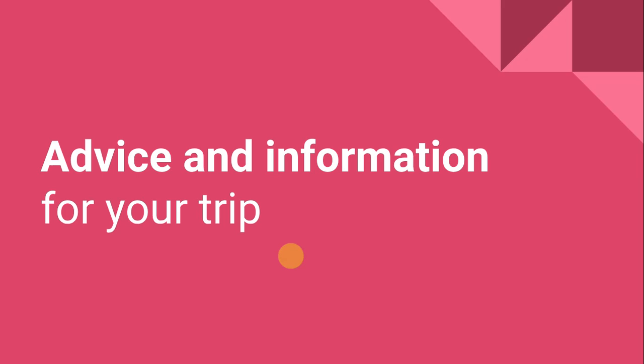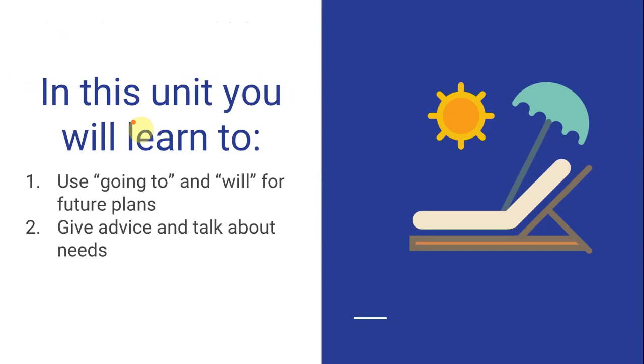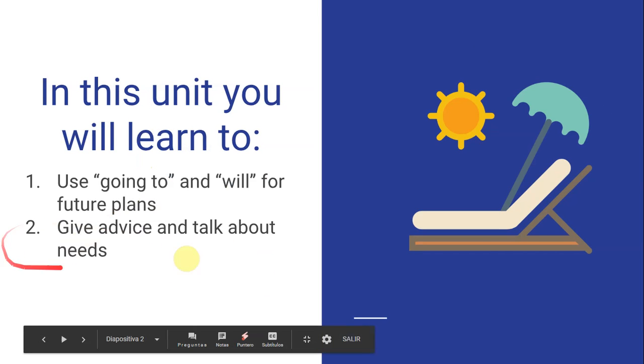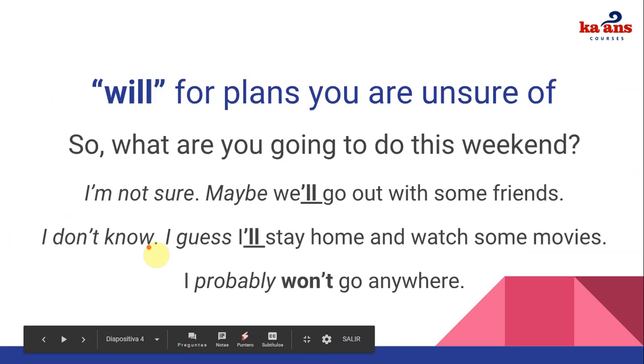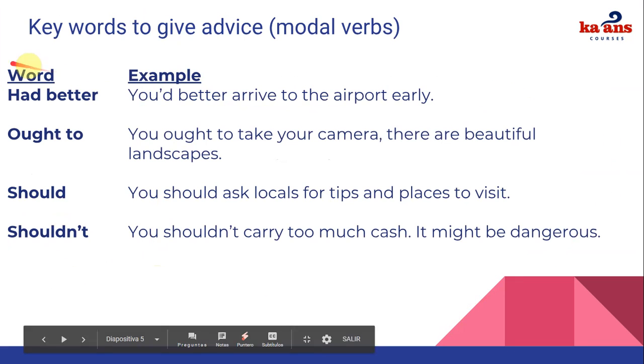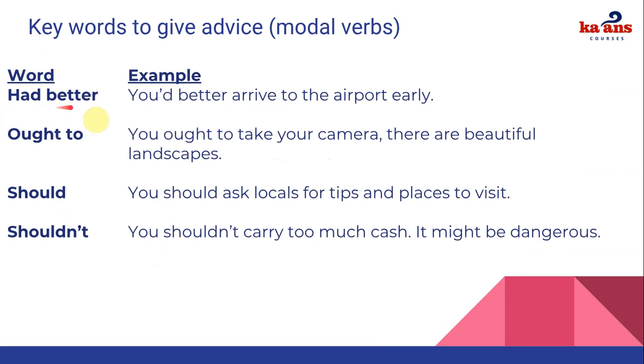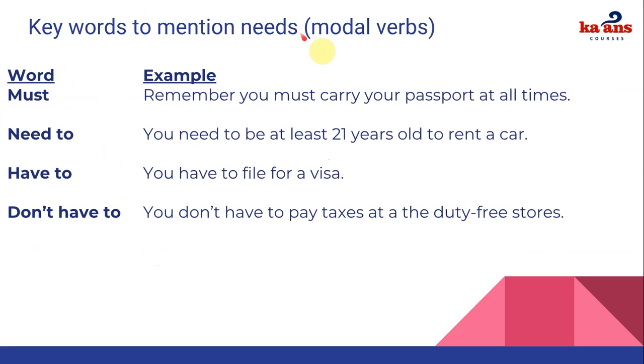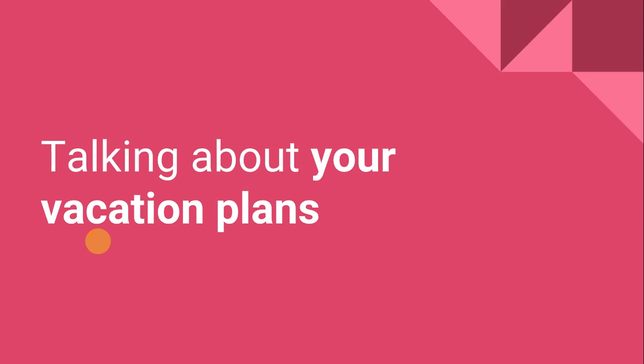So just a quick review. Remember that this lesson is advice and information for your trip, and just to remind you, this is the second topic: give advice and talk about needs. We mentioned here keywords to give advice with had better, ought to, should, and shouldn't, and to mention needs or obligations with must, need to, have to, or don't have to. Okay, so we're going to be using those expressions for this lesson.